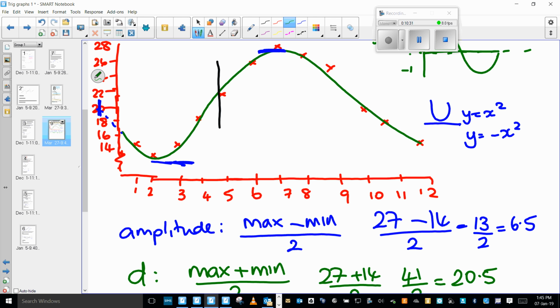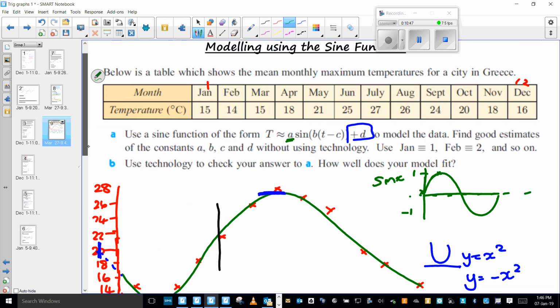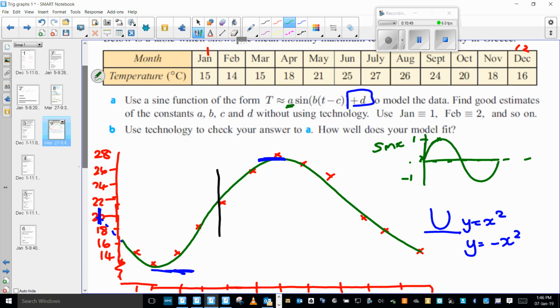So we found two of our values. Wait, so does the amplitude just give me the A before the sine? Yes, so this is the A. So we've got our A and our D. But our next thing now is to look at either B or C. Let's look at C.